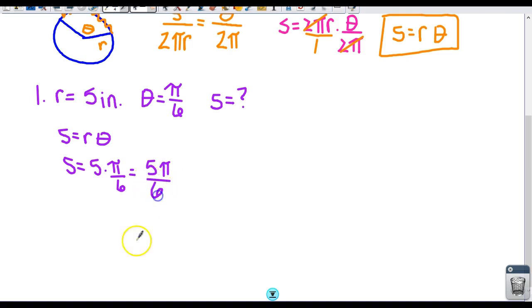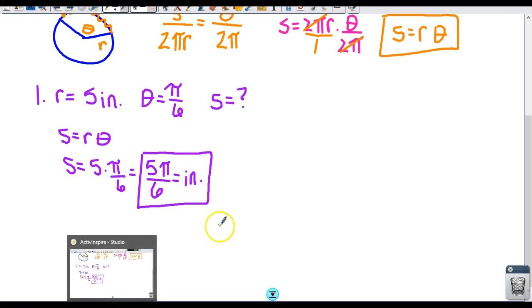Does this have units on it? What are the units? Inches, because it is arc length, okay? Your units are inches. Because that is not a radian, although it looks like a radian answer, that's not radians, right? It is the actual arc length, so it is in inches. Everybody with me? That easy? Okay. Let's do another one.